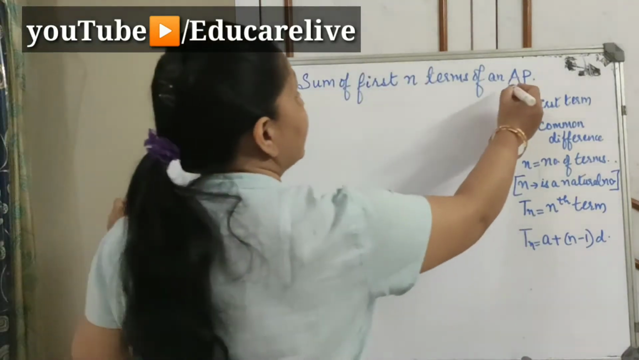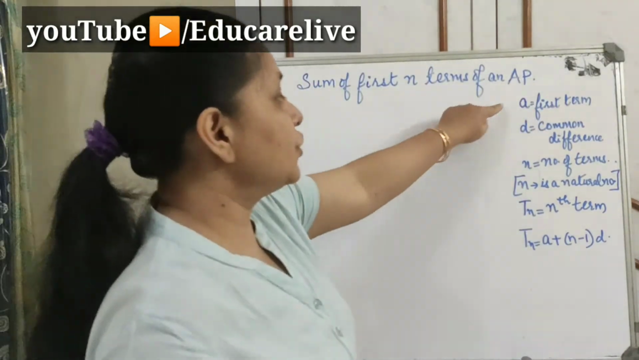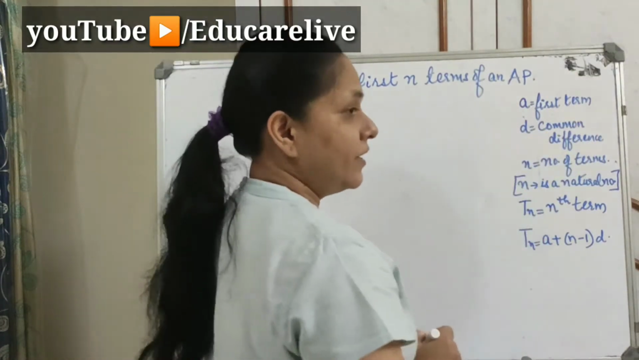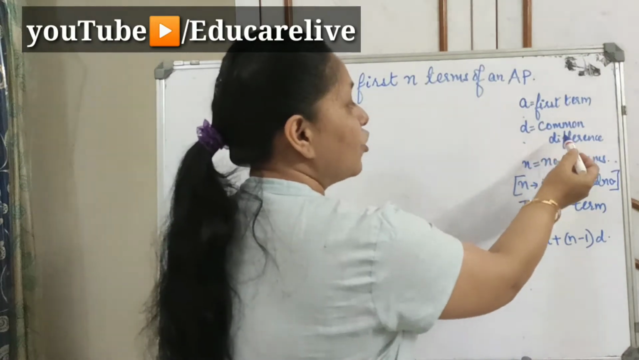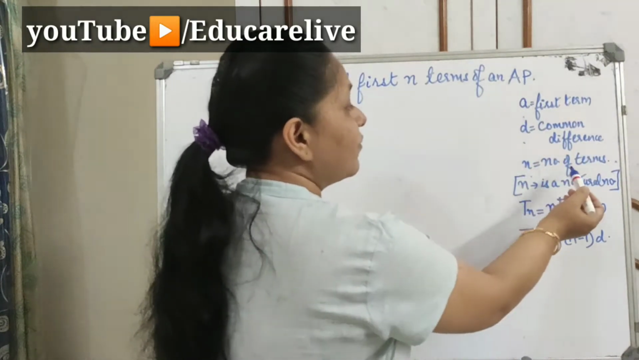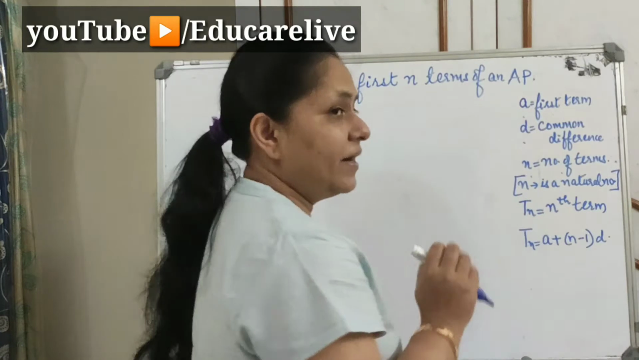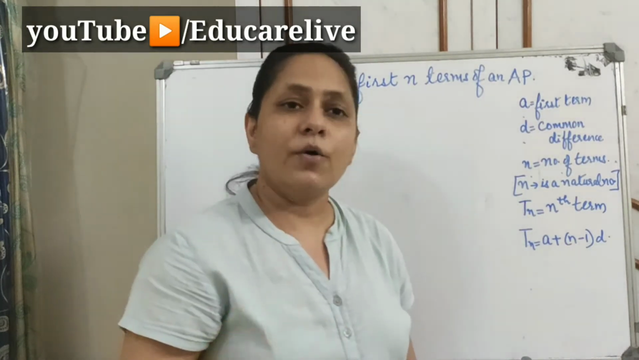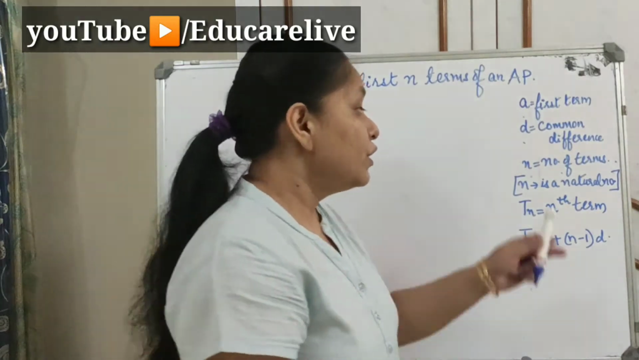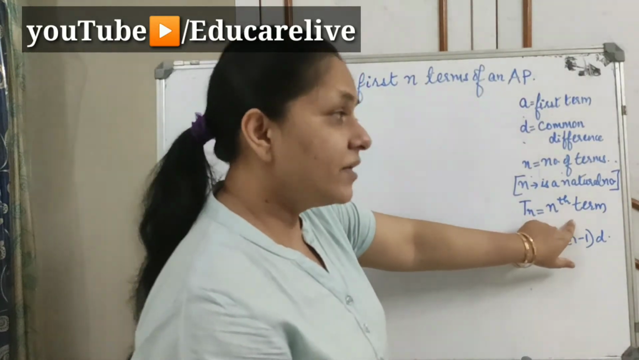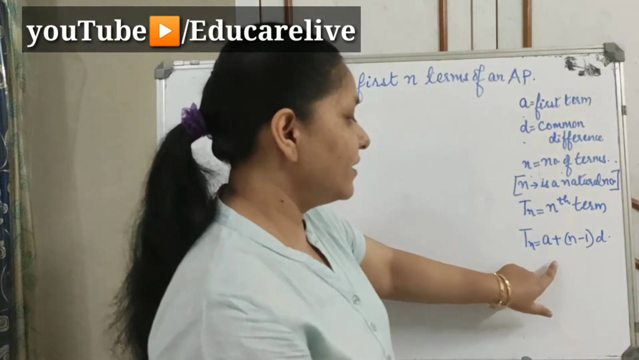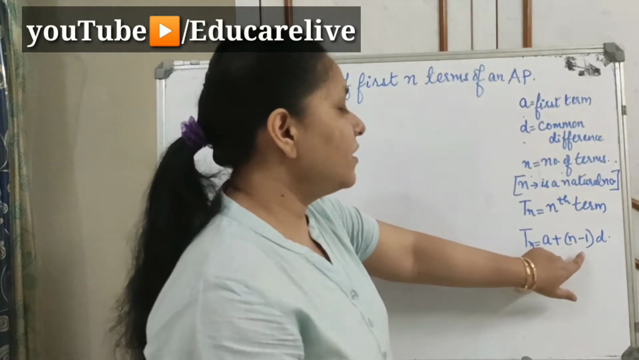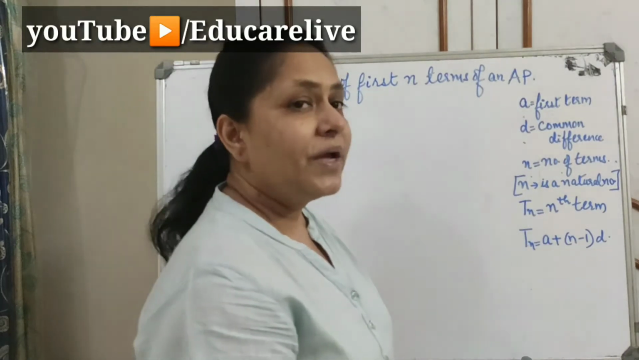If we talk of an arithmetic progression, we need to know all these terms. A represents the first term of an AP. D is the common difference, n is equal to the number of terms and n is a natural number. Okay, what are natural numbers? Natural numbers are counting numbers like 1, 2, 3, 4. Tn represents the nth term and the formula for finding the nth term, as I discussed in my previous video, is a plus n minus 1 multiplied with d.